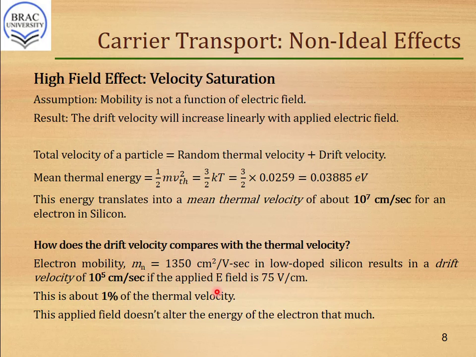So you can see the drift velocity here is 10 to the power 5 and the thermal velocity is 10 to the power 7. That means the drift velocity is just about only 1% of thermal velocity. That means the total velocity of the particle will essentially be almost equal to thermal velocity, and drift velocity will have a negligible contribution to the total velocity. So the applied electric field does not alter the energy of the electron that much.